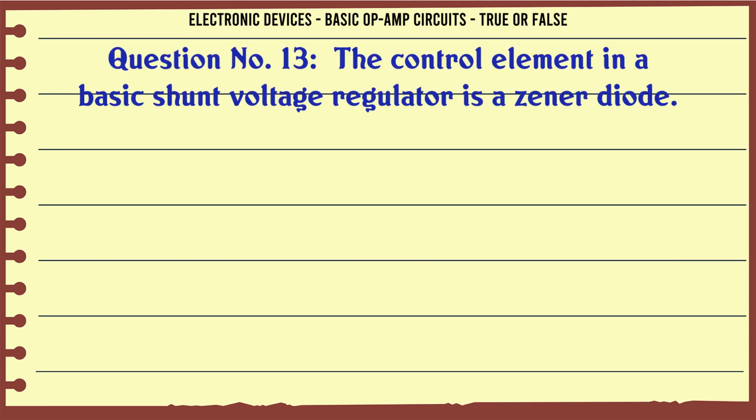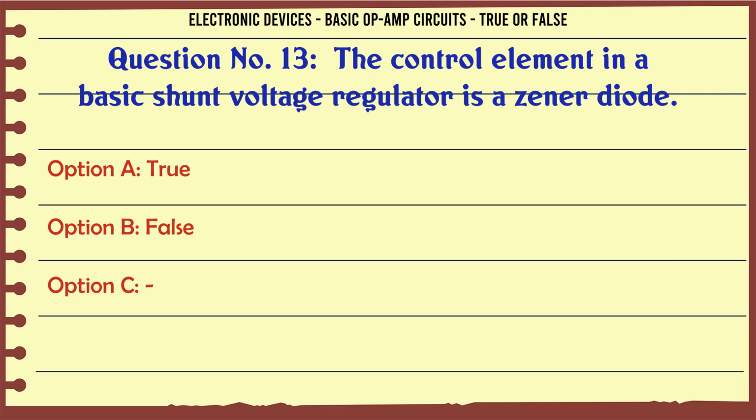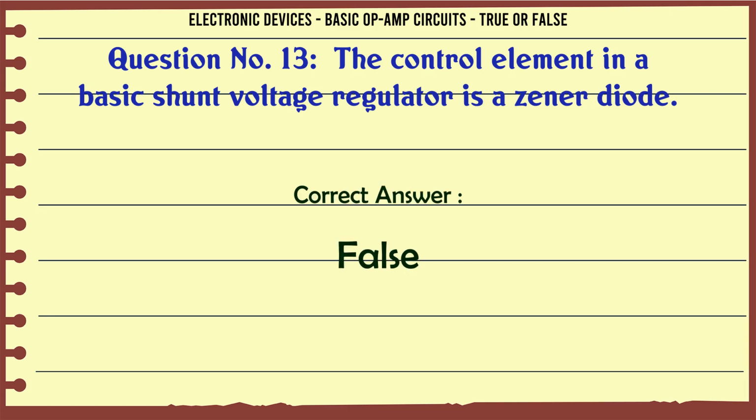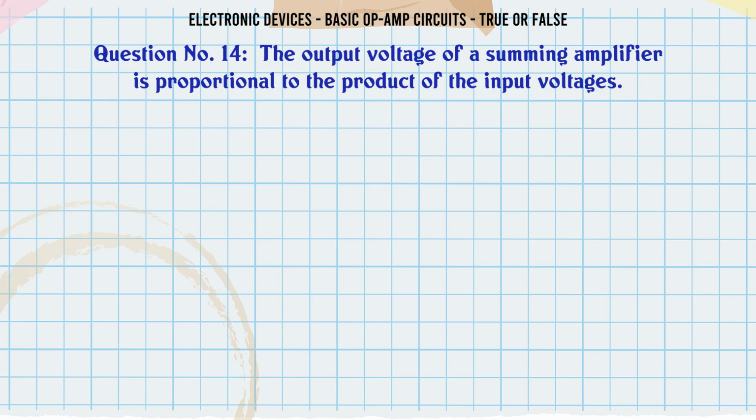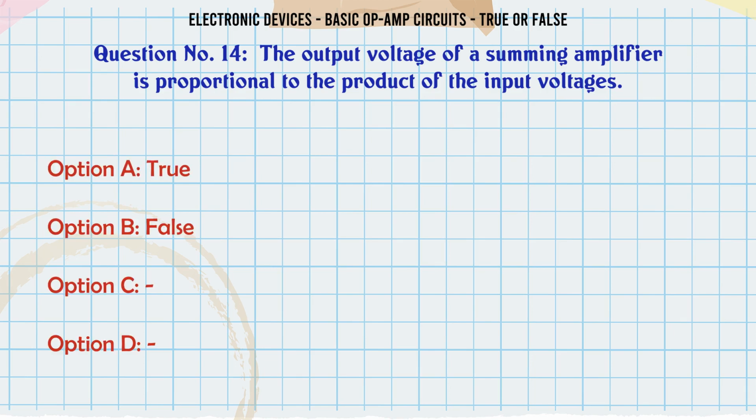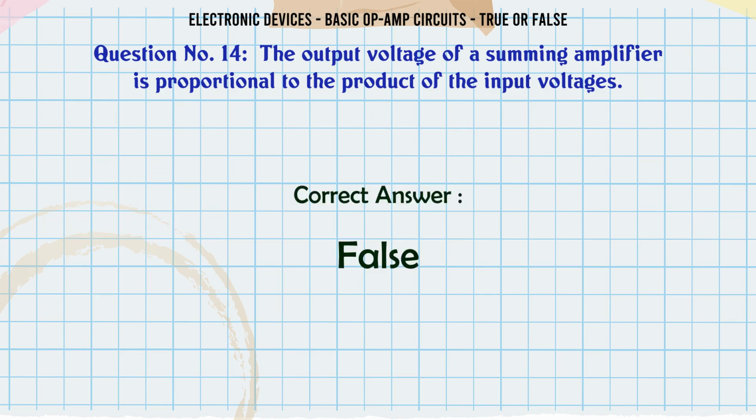The control element in a basic shunt voltage regulator is a Zener diode. A. True. B. False. The correct answer is false. The output voltage of a summing amplifier is proportional to the product of the input voltages. A. True. B. False. The correct answer is false.